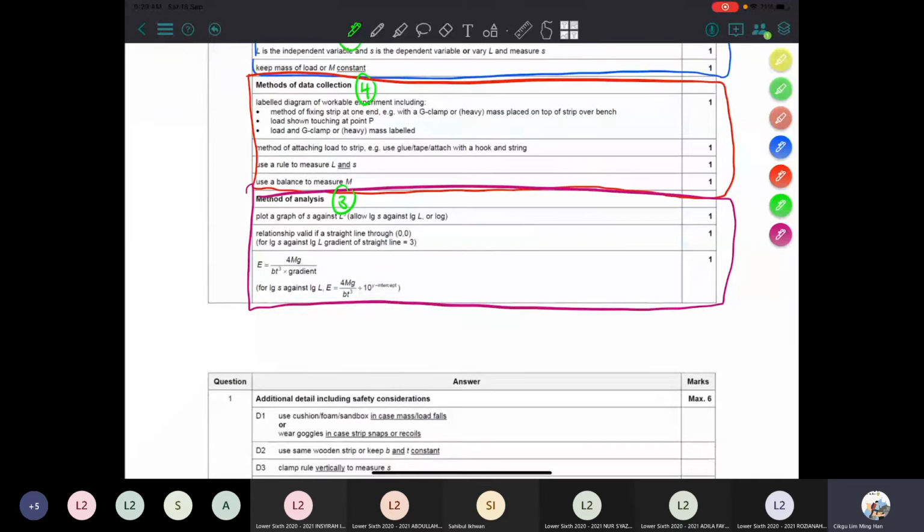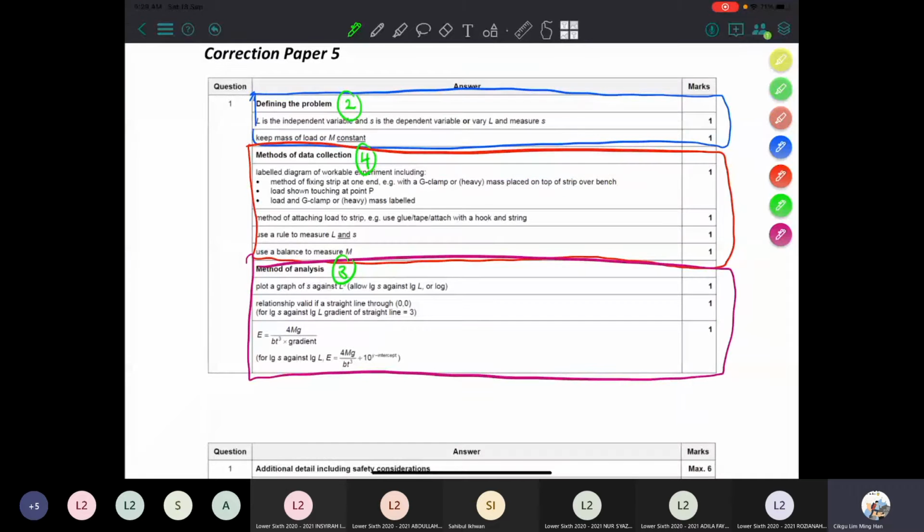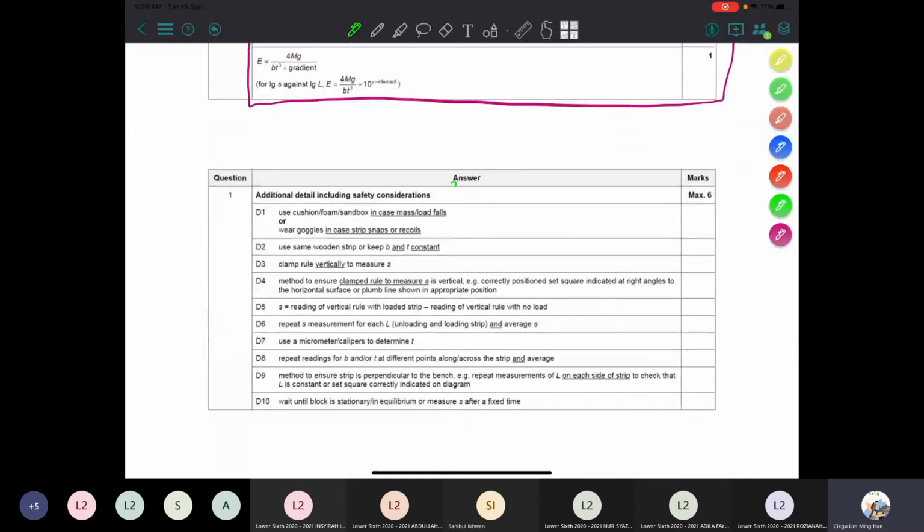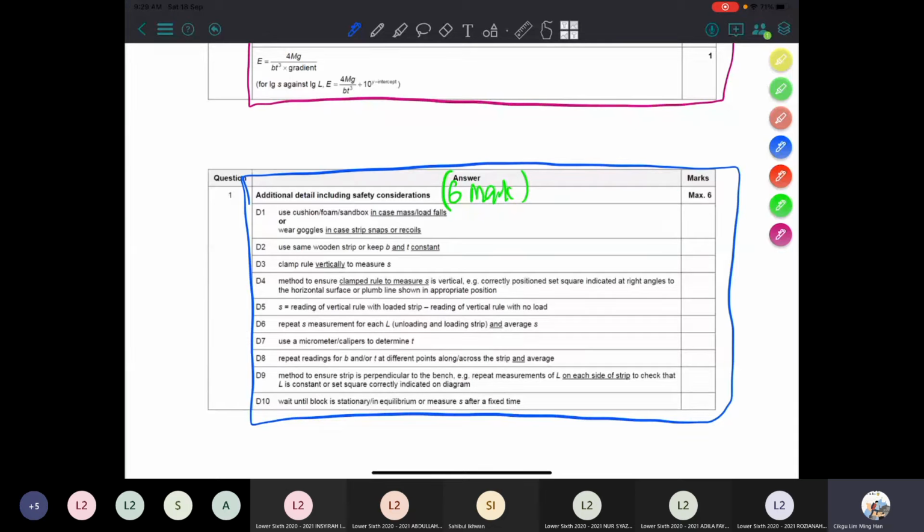Because 4 plus 2 is 6, and 6 plus 3 is 9, that means the additional information here is 6 marks, 6 marks for all this, any 6. It's mentioned maximum 6.